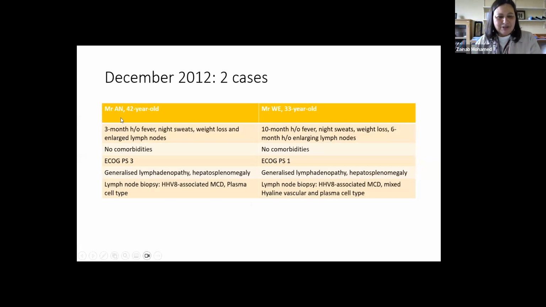The first patient was a 42-year-old man, the second one was a 33-year-old man, and their symptoms were pretty similar. The one was more sick than the other, but they had generalized lymphadenopathy, hepatosplenomegaly, B symptoms, and both of them had HHV8-associated multicentric Castleman's disease. The one was plasma cell type, and the other one was mixed hyaline vascular and plasma cell type.